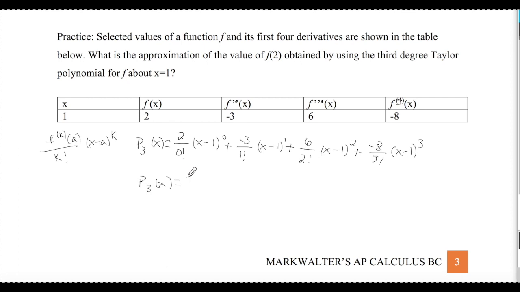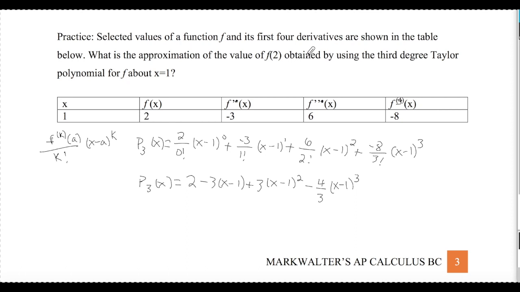0 factorial is 1, so this is 2 minus 3 times x minus 1, plus 2 factorial is 2, so 6 divided by 2 is 3 times x minus 1 squared. Negative 8 divided by 3 factorial, which is 6, so this is going to be minus, what would that be, 4/3? Because that would be negative 8 over 6. That would be 4/3 times x minus 1 cubed.